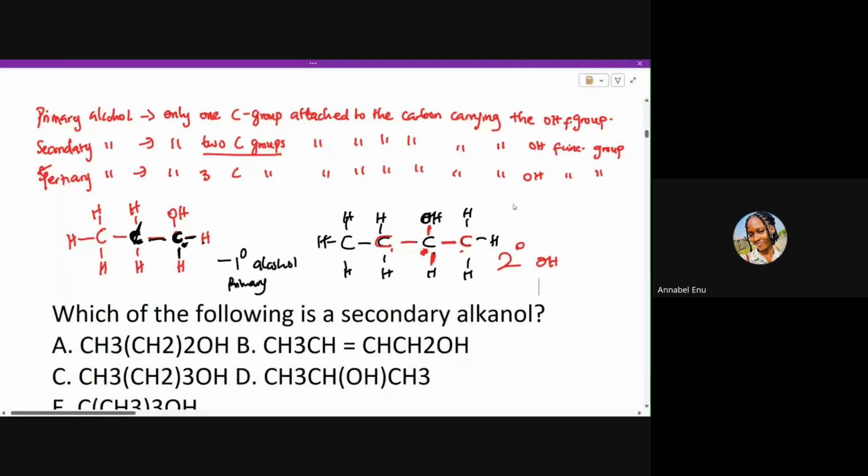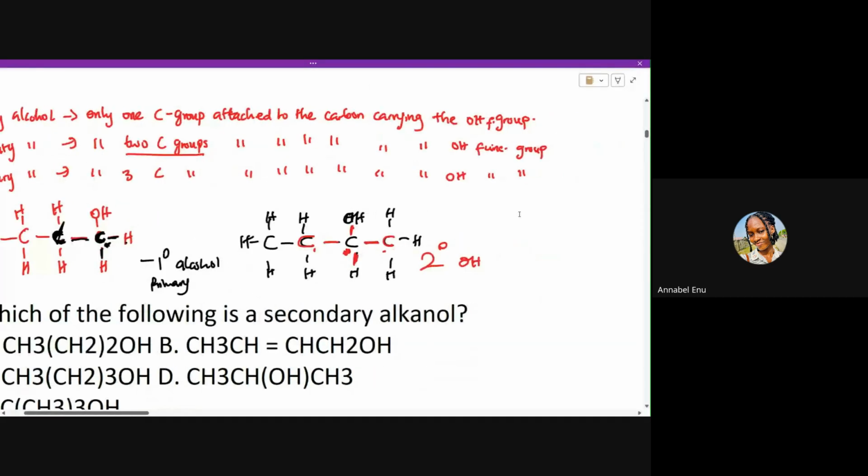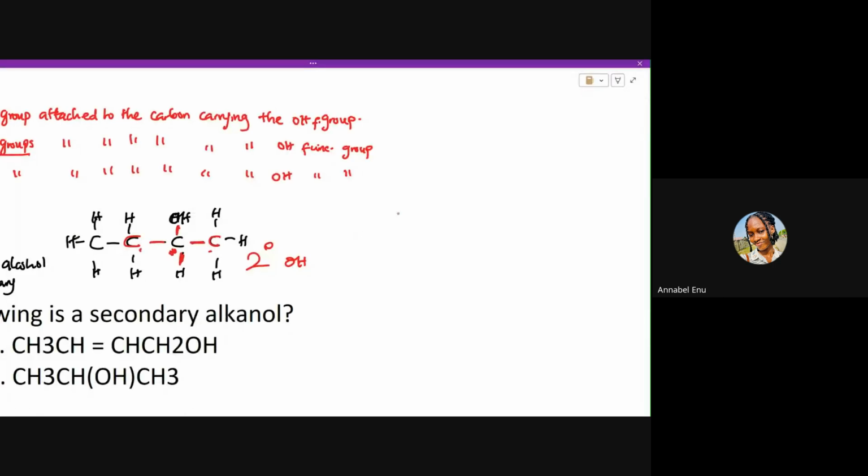How about a tertiary alcohol? This is an example of a tertiary alcohol. We have C to C to C to C to OH to C.